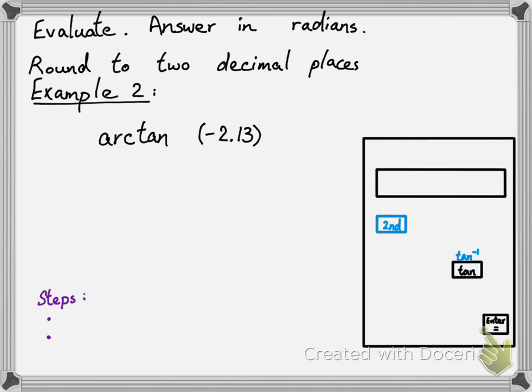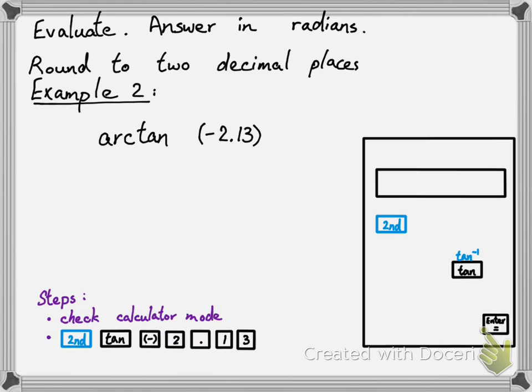Example number 2, arctangent of negative 2.13. The very first thing is again to check the calculator mode. Since we know that arctangent means tangent inverse, we will press second tangent, that means tangent inverse of negative 2.13, enter, and we will have the answer negative 1.13.